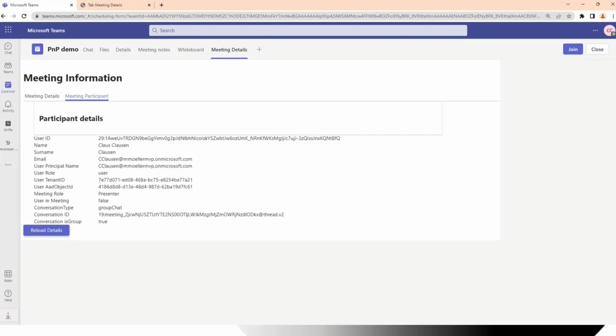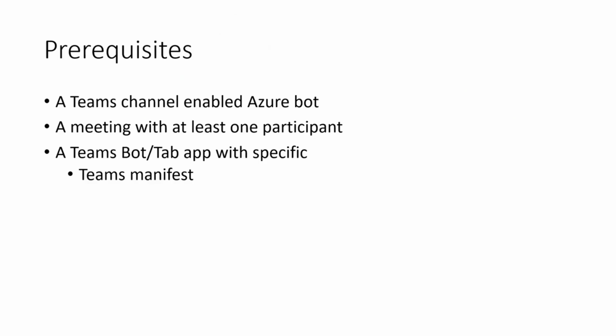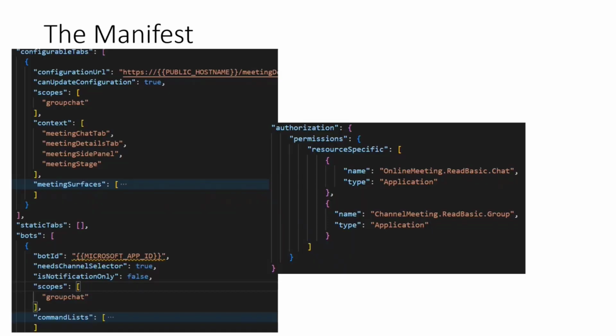But yeah, the detail, I think, is the problem here. And let's quickly explain how to achieve that. As said, we have some prerequisites, but here it's quite simple. We do not need any developer preview or something like that anymore. So a simple meeting, a simple participant, and a specific Teams app manifest.